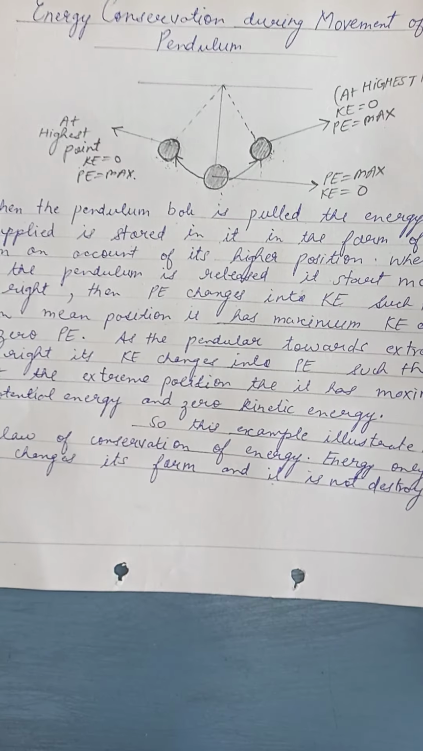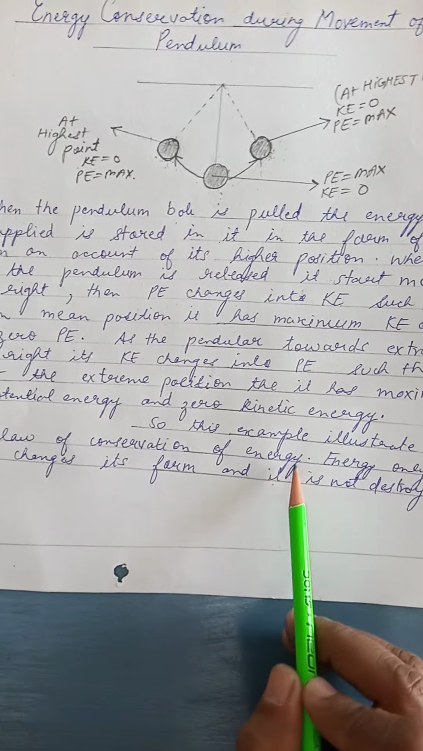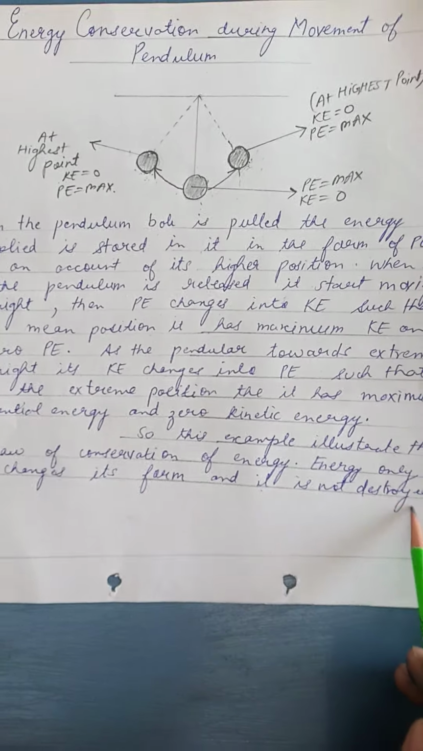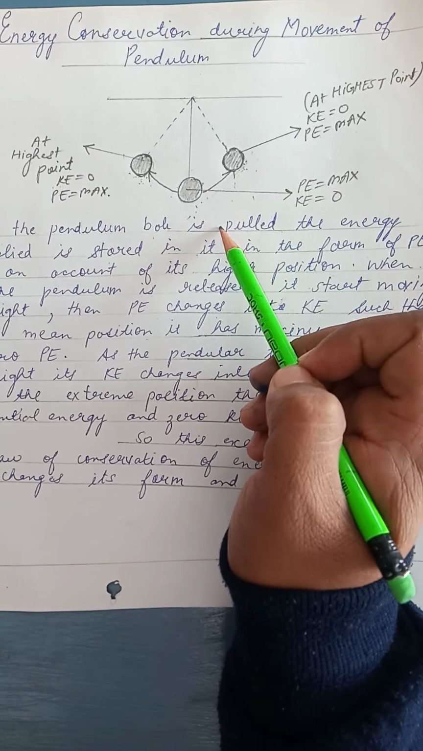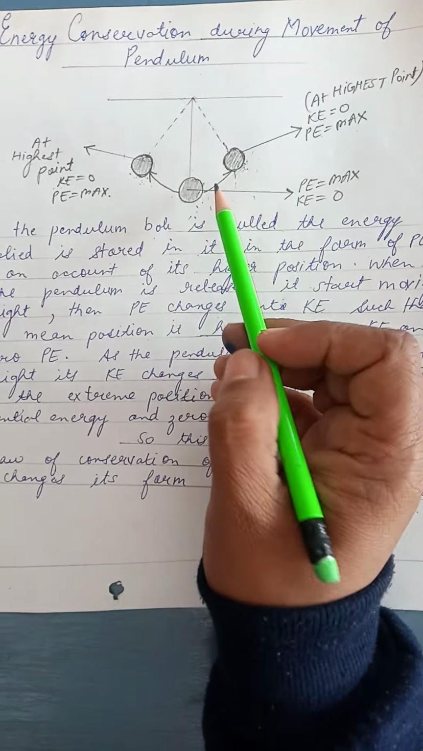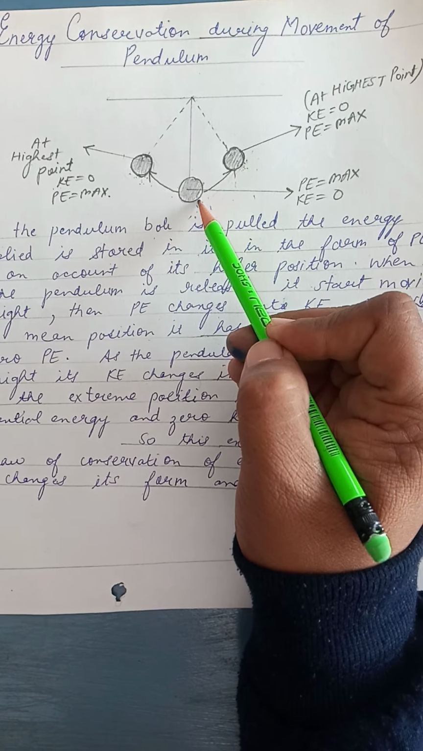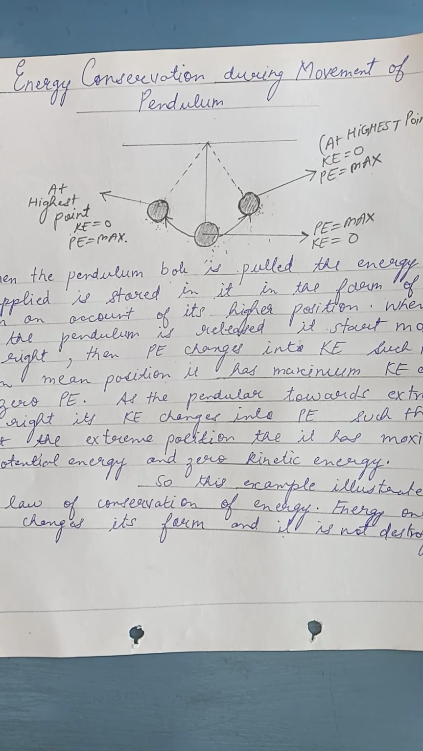So what is this example illustrating? It explains the law of conservation of energy. Energy only changes its form and is not destroyed, because both kinetic and potential energies are conserved here. There is only energy conversion, no destruction of energy; the potential energy changes to kinetic energy and so on. We considered the pendulum example to explain that in a pendulum the energy always remains conserved, only changing from one form to another.